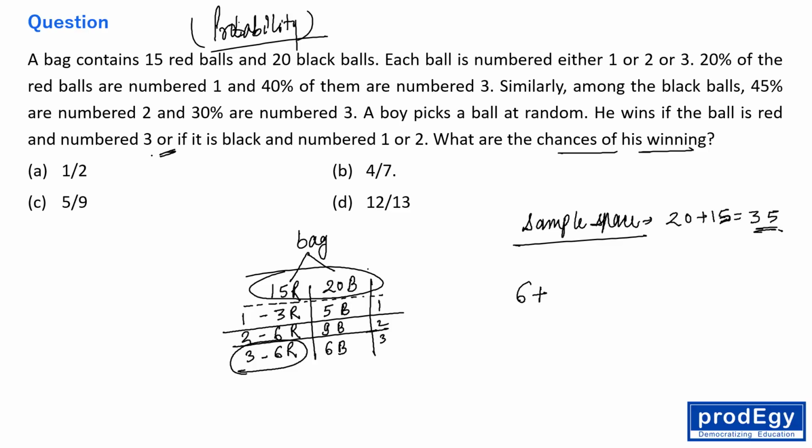Or means plus. If it is black, numbered 1 or 2. So black numbered 1 or 2, so 9 plus 5, and total is 35, right? So 6, 9, 15, 15 plus 5, 20. So 20 by 35. From 5, both the numbers can be cancelled out. 5 4s are 20, 5 7s are 35. The answer is 4 by 7, right? The correct answer is B. Okay everyone, B option is the correct one.